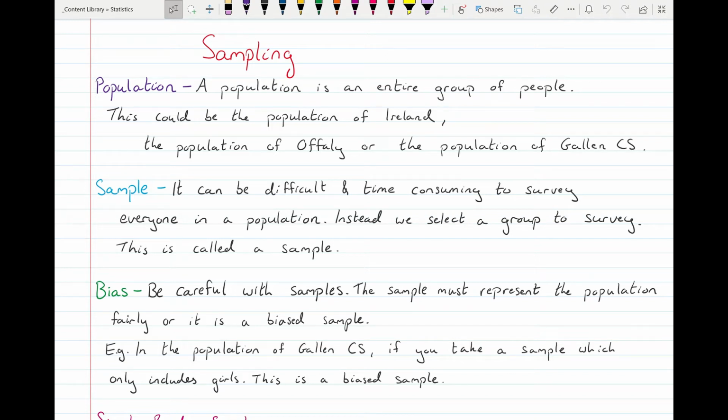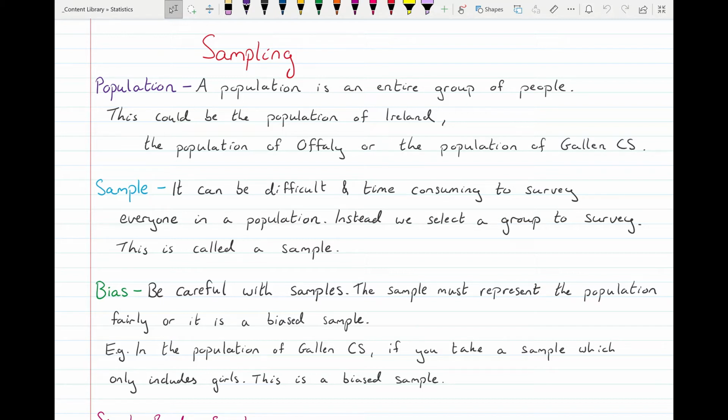We're continuing with statistics and now we're going to expand on collecting data and start to look at sampling. So we introduced a sample yesterday as a group that you're asking a survey to. So we're going to talk about populations and samples to begin.